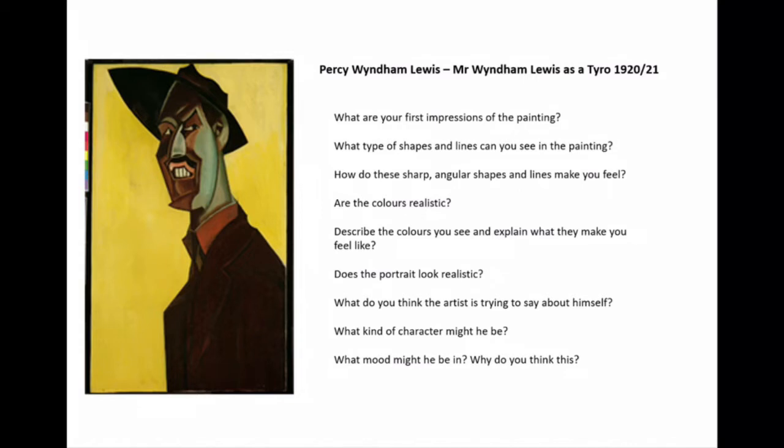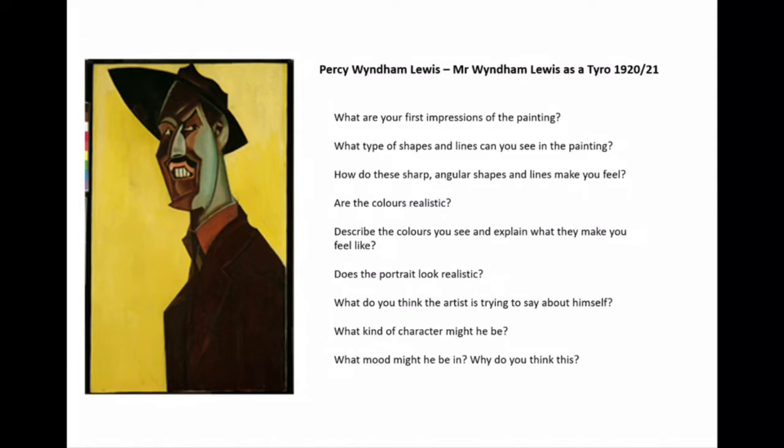Welcome back. I'm sure you had some really good thoughts about that painting, and now we're going to look at one that's quite different. The one we looked at previously was quite realistic. It looks to me as though the artist had tried to make the portrait look as near to real life as he could. This next painting that I've chosen is a little different.